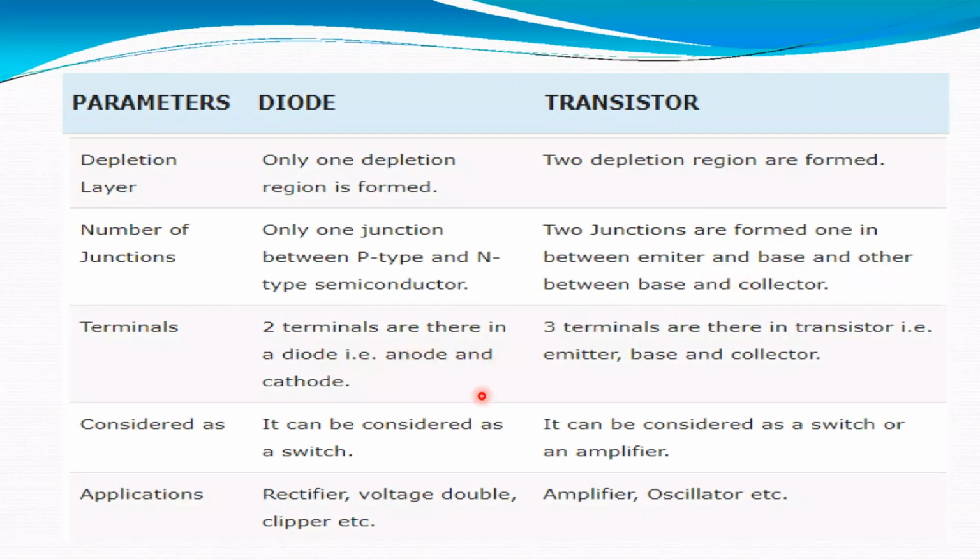Terminals: two terminals are there in a diode, that is anode and cathode. Whereas in a transistor, three terminals are there, that is the emitter, base, and collector. A diode is considered as a switch, whereas a transistor is considered as a switch or as an amplifier. Applications of the diode are rectifier, voltage clipper, clamper, etc. Whereas transistor applications are amplifier, oscillator, etc.